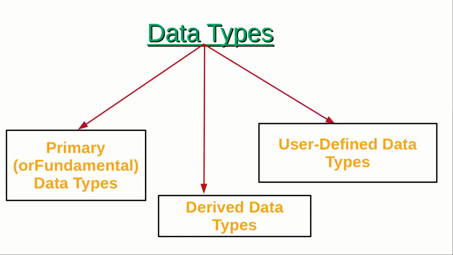So what are data types? The answer to this question is: data type is a type of data, and its definition is as simple as that. Let me explain it to you with the help of an example.